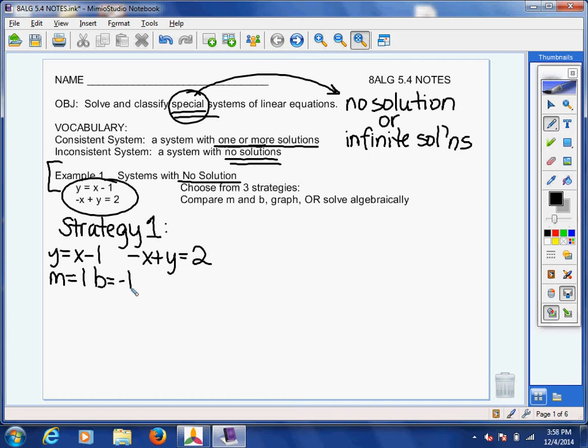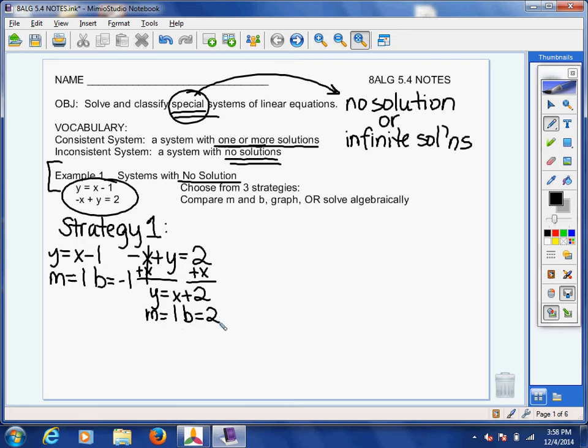Second one, that's standard form. That's ax plus by equals c. That particular form doesn't tell us what we need to know in order to compare to the other slope and intercept. So we're going to have to do a little bit of rearranging. So I'm going to move this x over. Okay, and I've got y equals x plus 2. So this has a slope of 1. That's an understood 1 in front of our x. And the y-intercept is at positive 2.